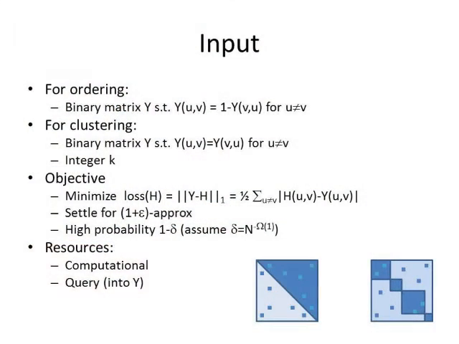Okay, so what is the input to this problem? Of course, it's the object you're looking for plus some noise. For the ordering problem, the only thing you're assuming about your input, which is a binary matrix, is that it is antisymmetric. So if the input is y, then y_UV equals 1 minus y_VU, and ignore the diagonal.